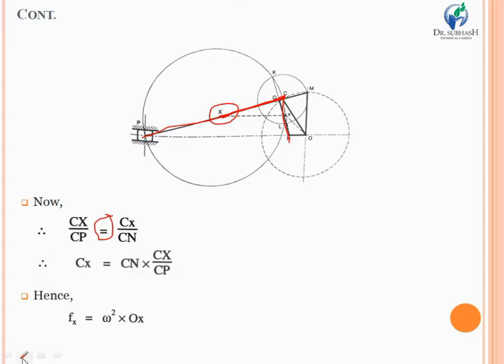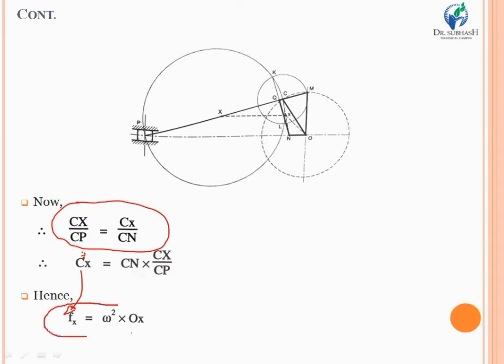should always be equal to the small cx upon Cn. If you satisfy this condition, you can put the relation Cx upon Cp is equal to cx upon Cn. Now you can easily convert the above equation in terms of cx, and it becomes cx is equal to Cn into Cx upon Cp. So finally, in the equation required for the acceleration calculation, cx will be replaced by f_x, the component of acceleration of point X, and that will be represented by omega square into Ox.